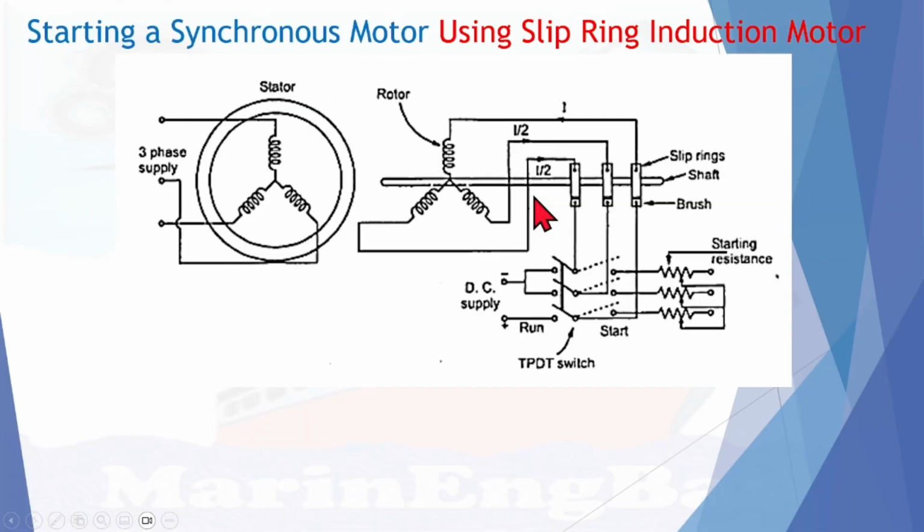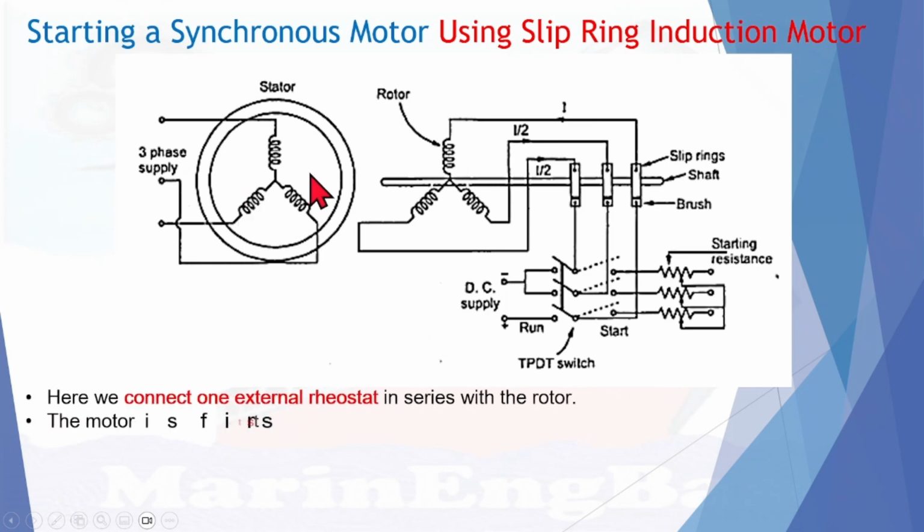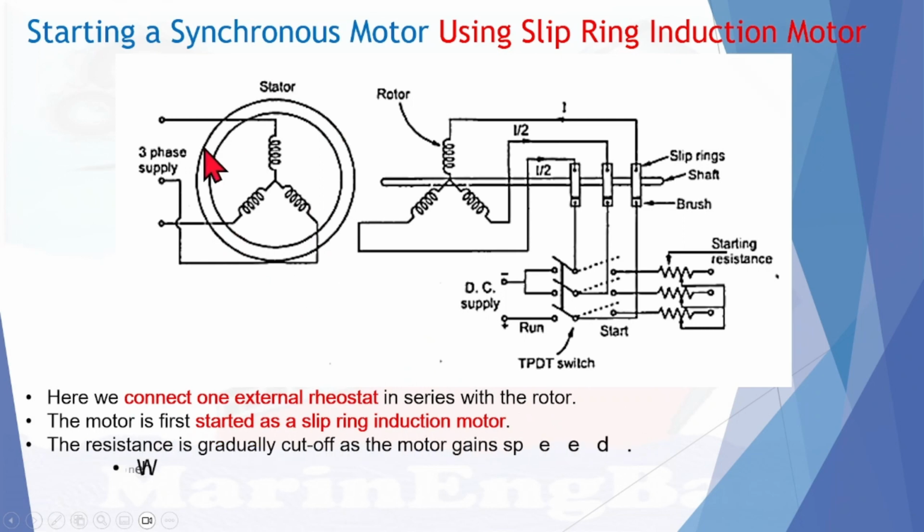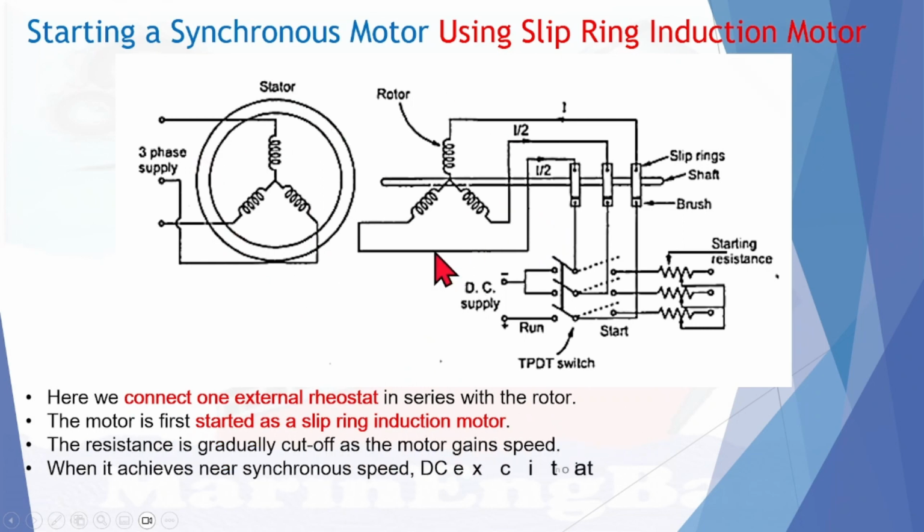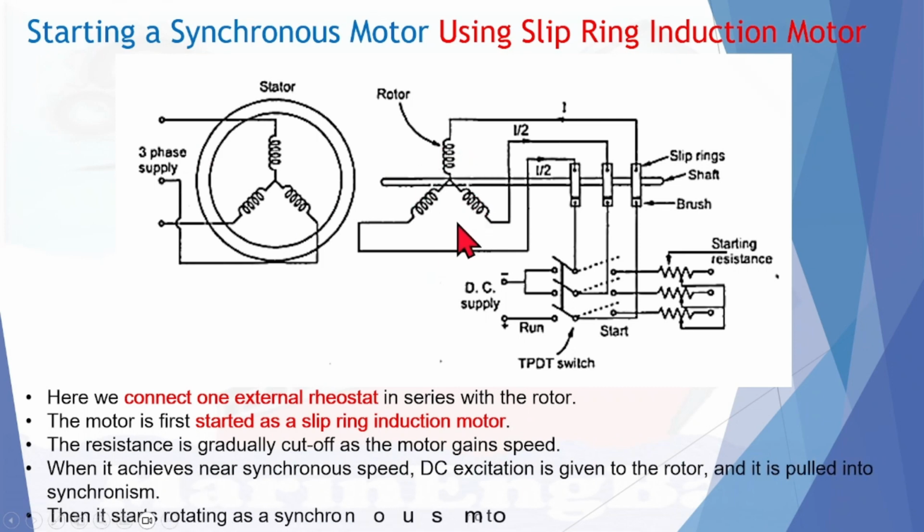The third method of starting is to start the synchronous motor as a slip ring induction motor. The slip ring induction motor has the stator winding. All these stators are the same construction. The rotor has a special arrangement. The rotor is a wound rotor.